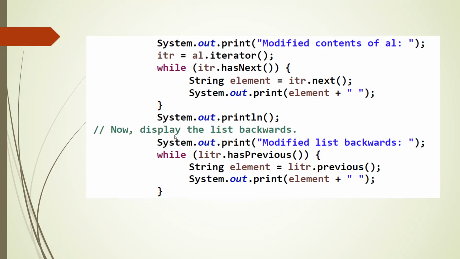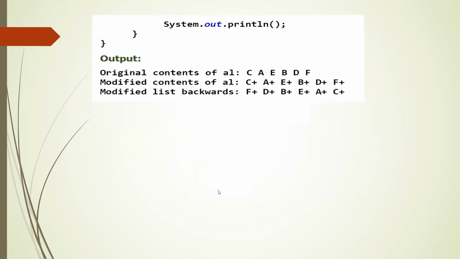The last block of code displays the list in the backward direction. For that, we have to check from the last position of the list. So we use the LITR object here, while LITR.hasPrevious. We will already be in the last position of the list, so if any element is present in the last position, it will say true. Then we have to get that particular element, so we use LITR.previous, which should be assigned to element. Then we print the element using the System.out.print method.